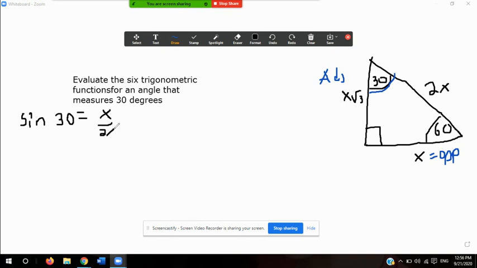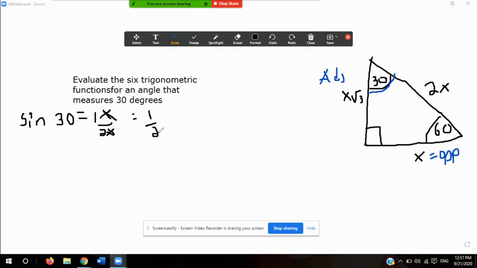We say the sine of 30 equals x over 2x. Again, the sine of 30, the opposite is the x, the hypotenuse is the 2x. Now, technically there's a 1 in front of this x, so this is 1x, right? And the x's are going to cancel out, and the answer is going to be 1/2. So the sine of 30 degrees is 1/2.